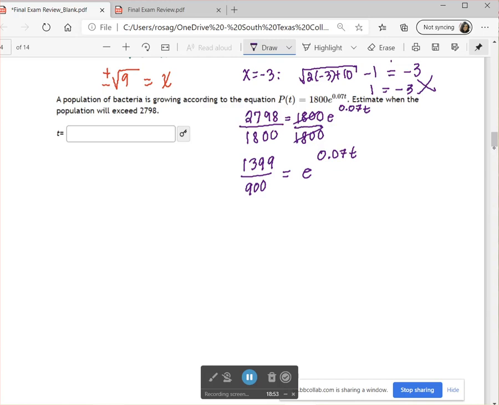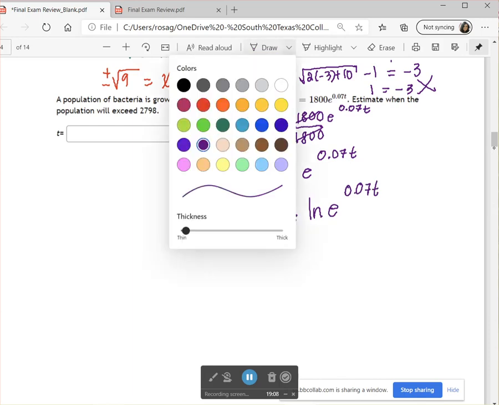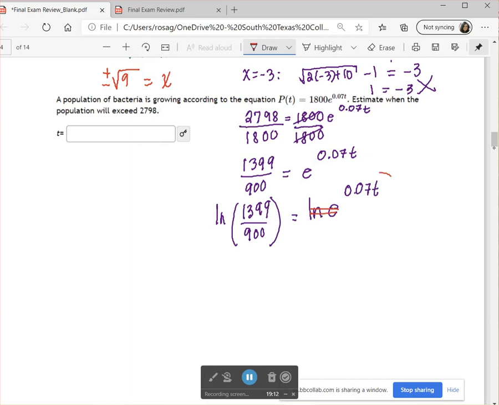But now that the e is by itself, I am going to take ln on both sides. Now, when you do this, the ln and the e are gone, and you're left with just this. So if I want to leave t by itself, I'm going to divide by 0.07.